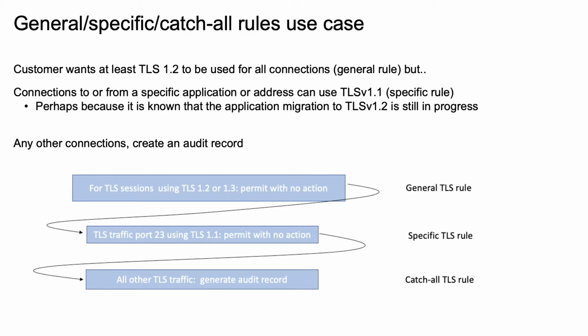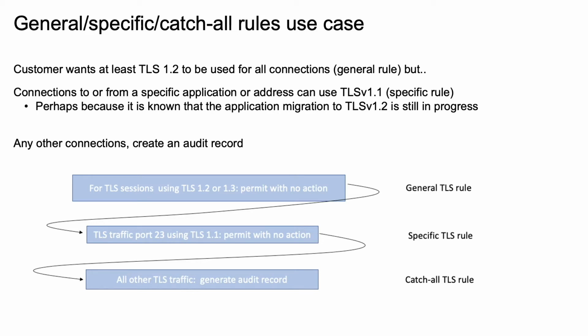This slide illustrates a rule set that accomplishes that use case. The general rule is the first one in the hierarchy, so any TLS connections using TLS 1.2 or 1.3 match it and are permitted with no action. Similar to policy rules in other technologies, the first rule within a rule set that matches is the one used, so connections that match the general rule are permitted with no further ZERT policy action and no further ZERT TLS rules being examined. For connections that do not match the general rule, the specific rules are examined in order and the first matching rule is used.